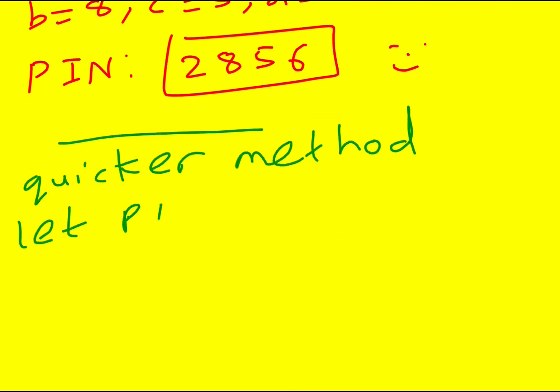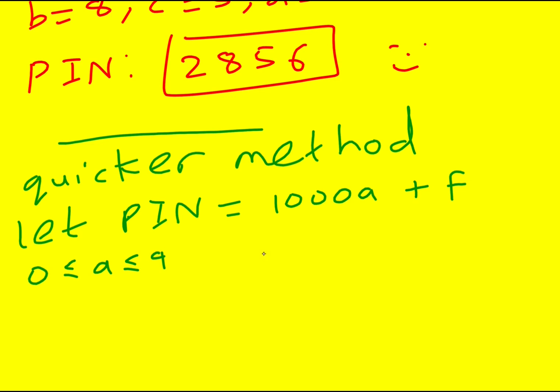Let pin equal 1000A plus F. I'm purposely not going to use B, C, or D now, actually. I think I'm going to use F just because I don't want to make it look like it's the same thing. A is that first digit, but now F is like the remaining amount. So A is between 0 and 9, and F is between 0 and 999.